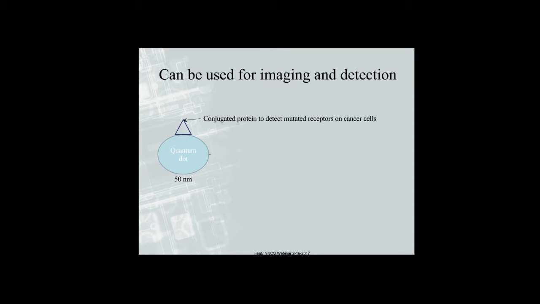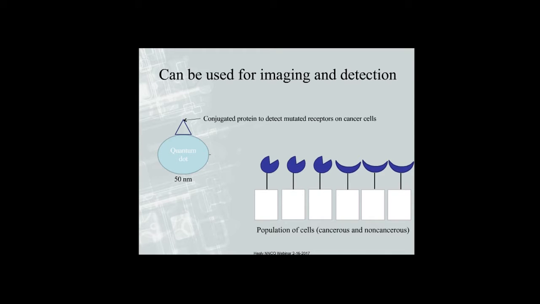So let's have a quantum dot. It's got a conjugated protein that's there to detect mutated receptors on cancer cells. So here's the population of cells, cancerous and non-cancerous. But we got this little thing here that we want to fit into the mutated cells. So this is a great way of illustrating to kids that something really small can be used to detect a terrible disease.